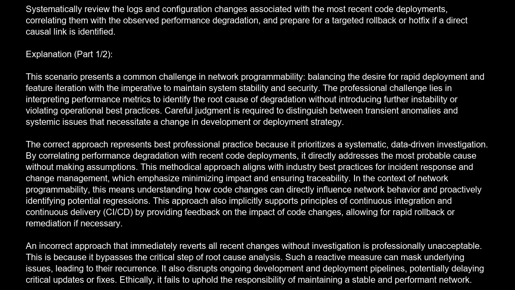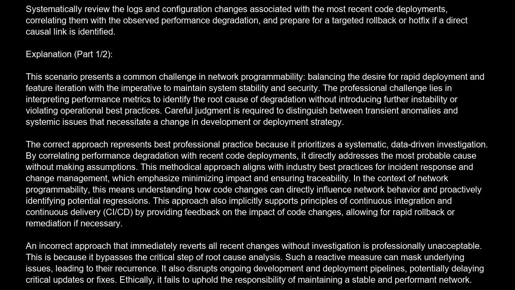The correct approach represents best professional practice because it prioritizes a systematic, data-driven investigation. By correlating performance degradation with recent code deployments, it directly addresses the most probable cause without making assumptions. This methodical approach aligns with industry best practices for incident response and change management, which emphasize minimizing impact and ensuring traceability. In the context of network programmability, this means understanding how code changes can directly influence network behavior and proactively identifying potential regressions. This approach also implicitly supports principles of continuous integration and continuous delivery, CI/CD, by providing feedback on the impact of code changes, allowing for rapid rollback or remediation if necessary.